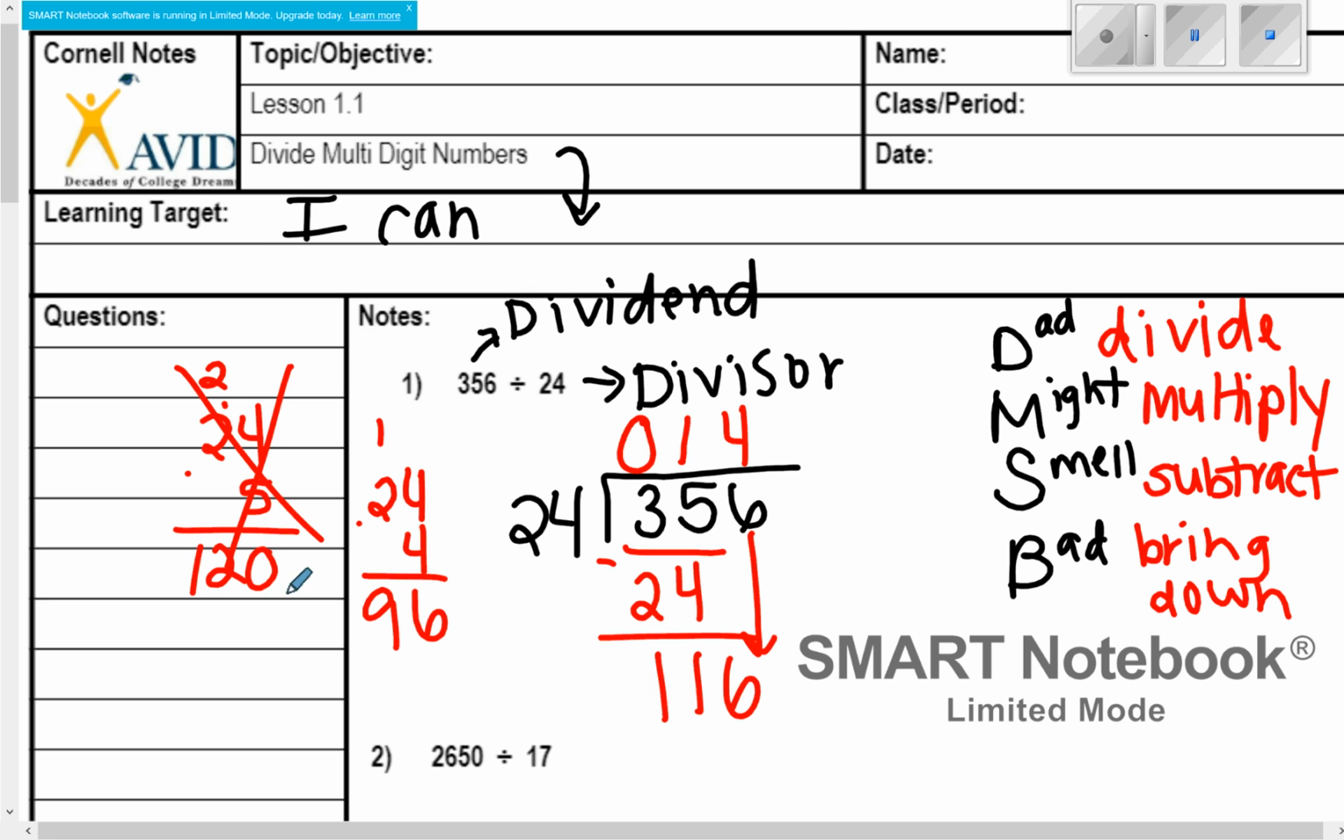Okay. Now it only goes in there 4 times, so we multiply 4 times 24. Well, we already did that. That's 96. Okay, and then we subtract. Oops, that's not what I meant to do.